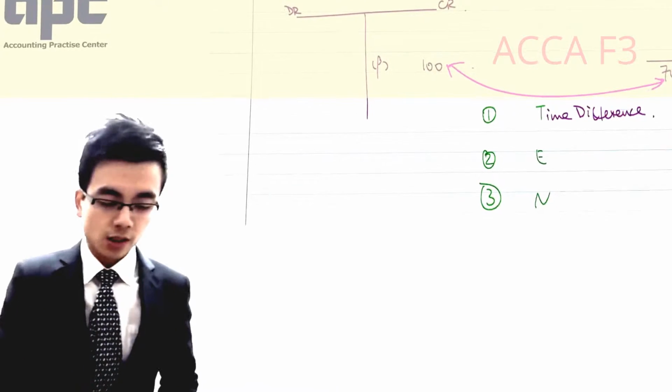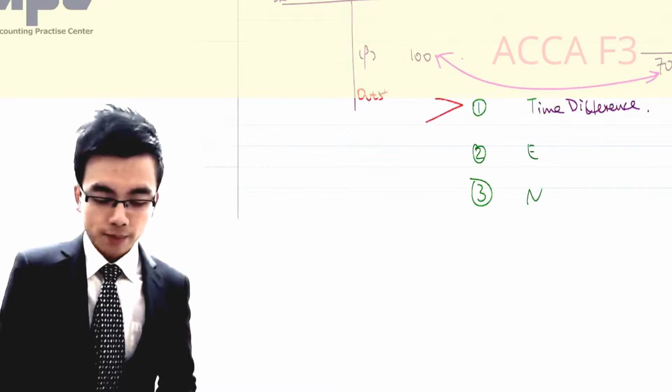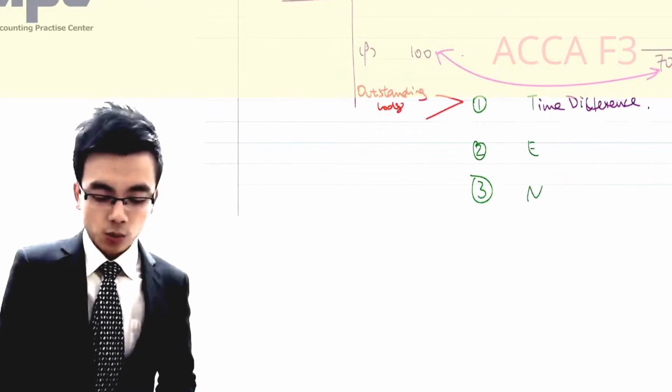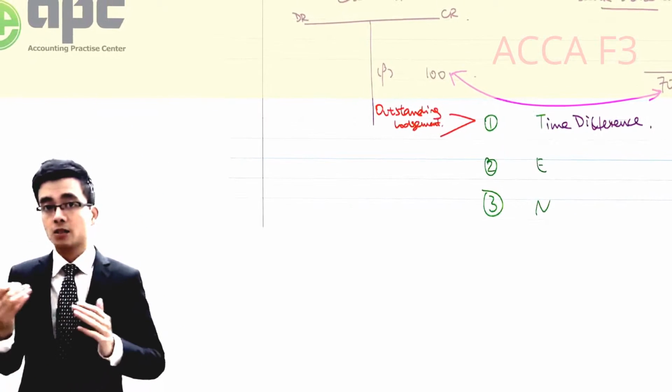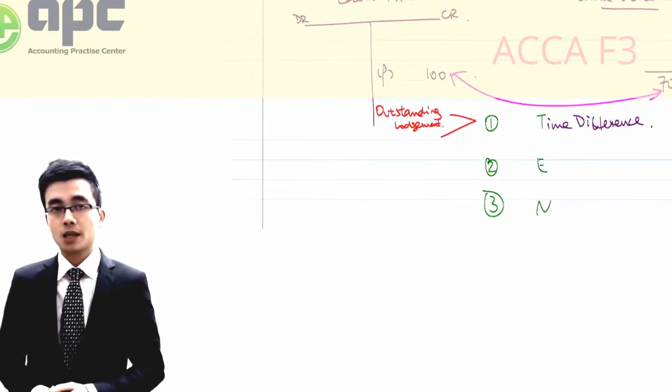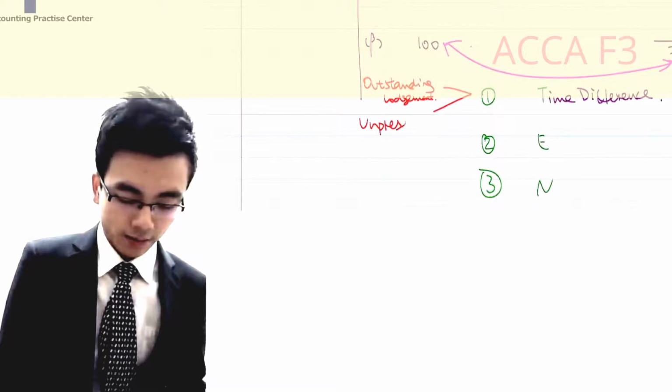Within the timing difference, it can be detailed into two. Firstly, it would be the outstanding lodgement, which is what we've seen before: we received a check from a customer, but we haven't gone to the bank to clear up this issue. And another circumstance would be the unpresented check.